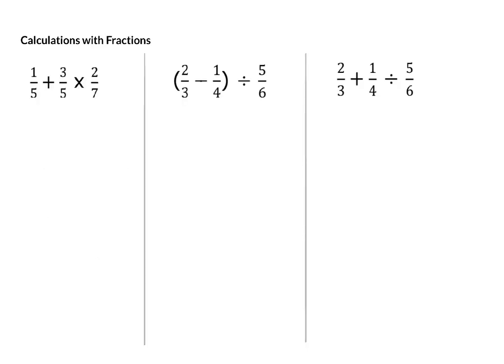So starting with calculations with fractions, we have three calculations here. The first one involves an addition and multiplication. The second one has got brackets with a negative and a division, and the final one is addition and division.